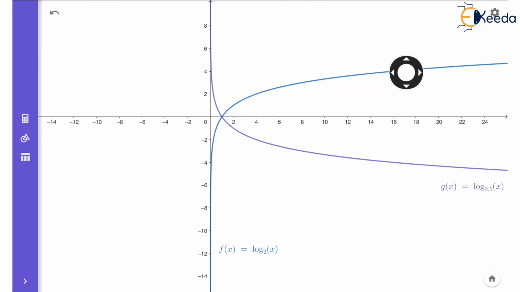So this graph was the one where a was greater than 1, whereas this graph is one where a is less than 1, and we can say that both the graphs are exactly opposite of each other now.